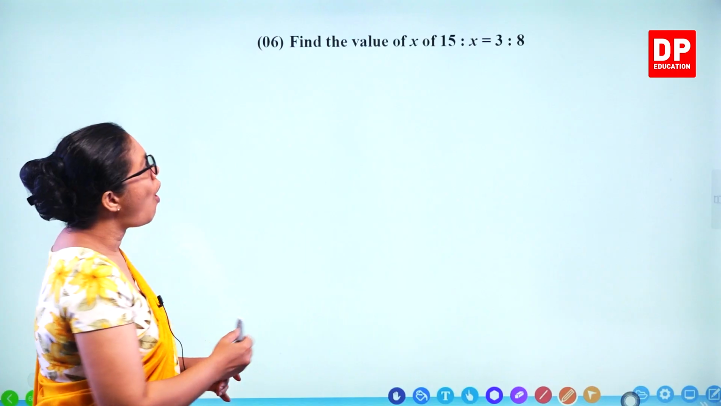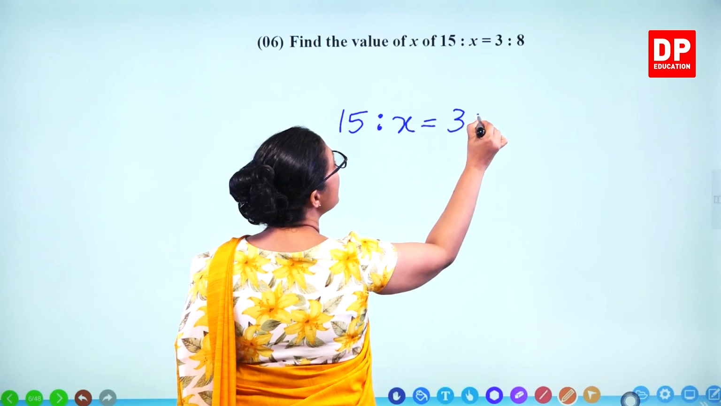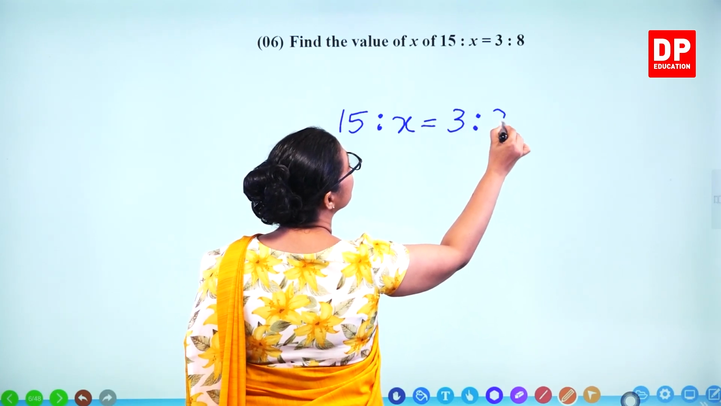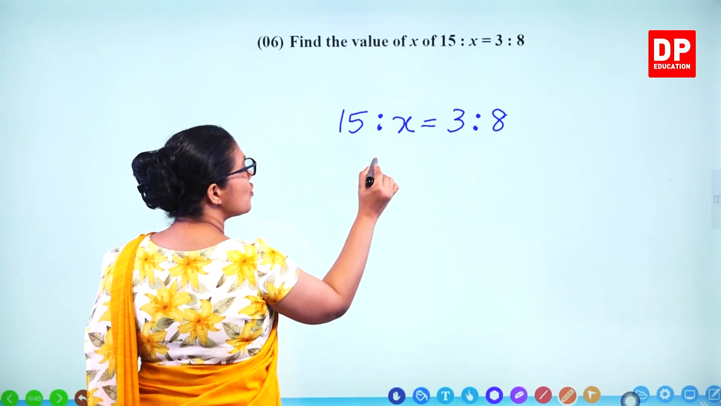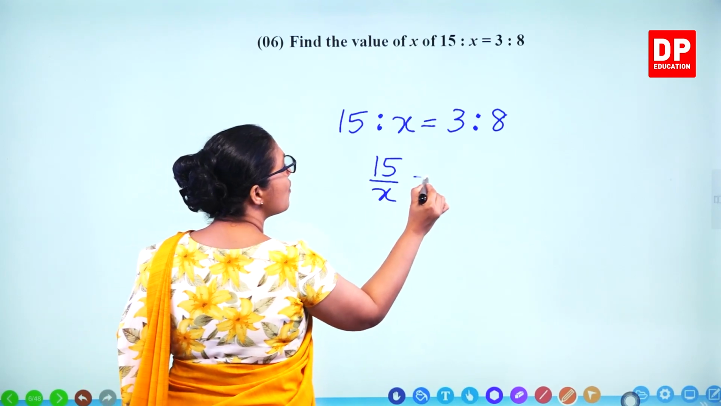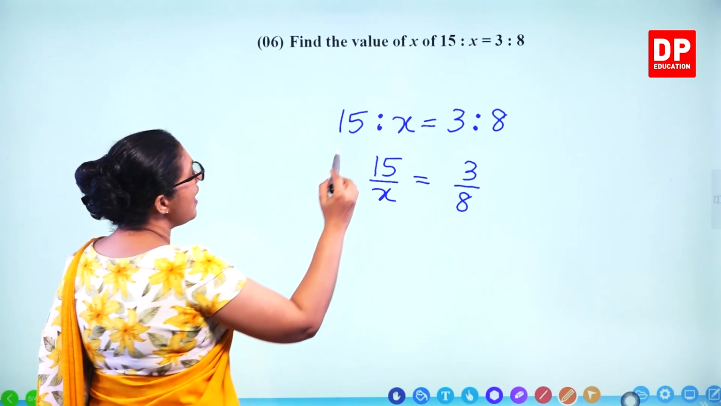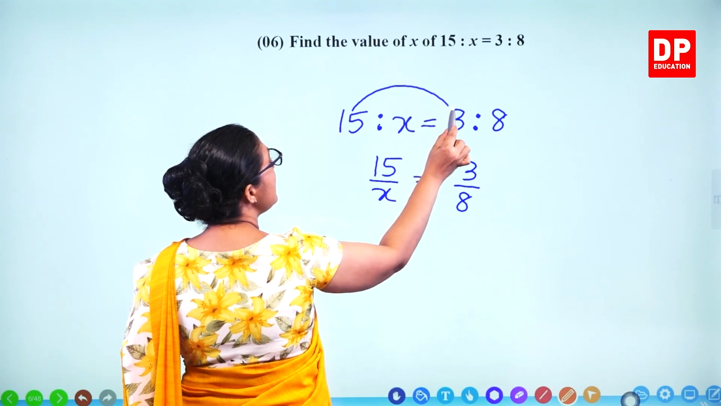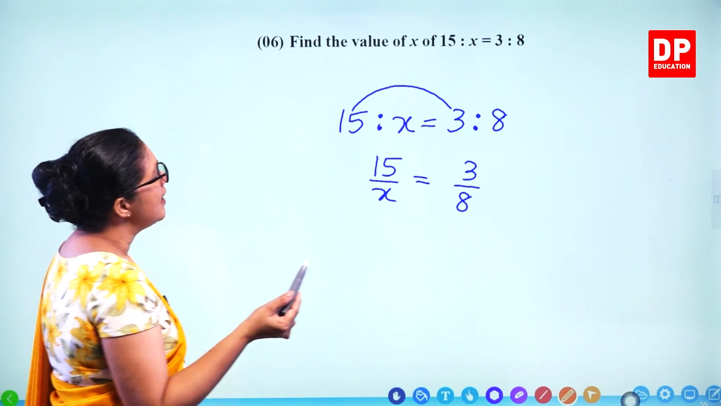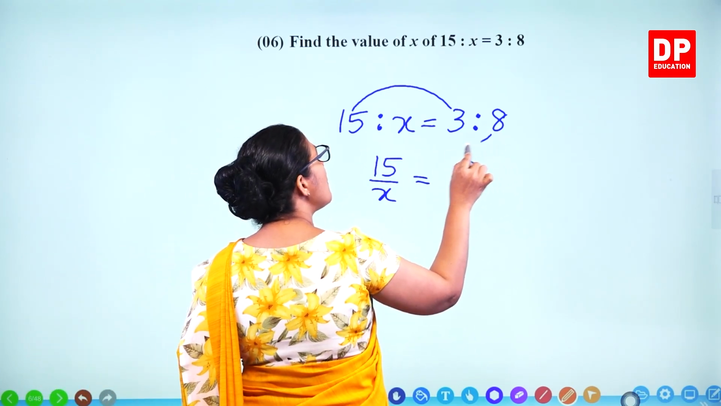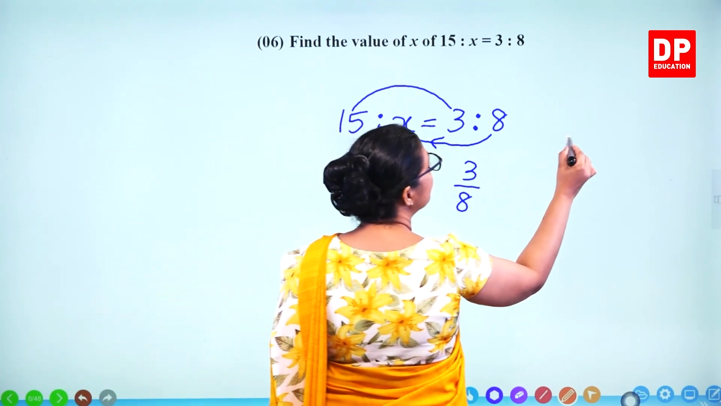Question 6. Find the value of x if 15 to x is equal to 3 to 8. A ratio you can write as a fraction. So this is the same as 15 over x is equal to 3 over 8. Or you can straight away think about how you get 3 from 15. Divide by 5. You do the same thing: 8 multiplied by 5. So the answer is 5 times 8, 40.